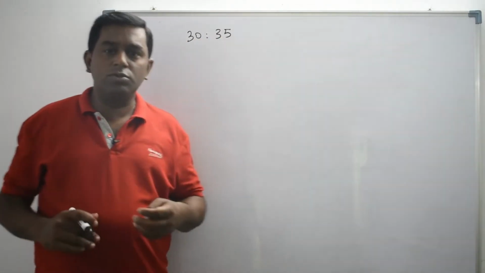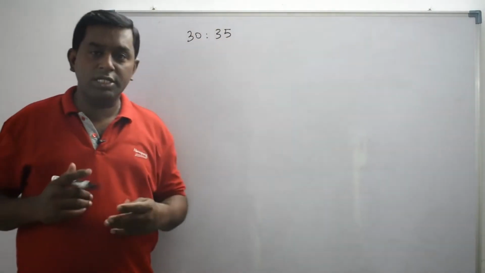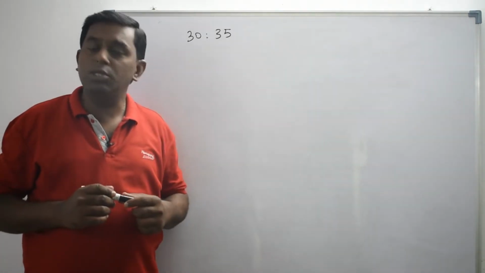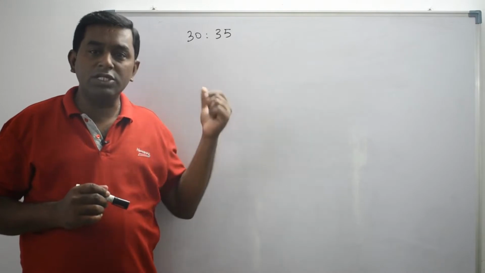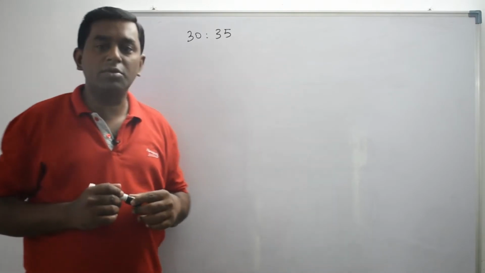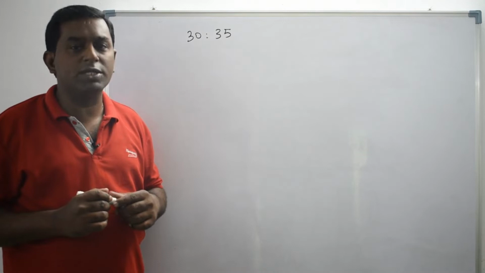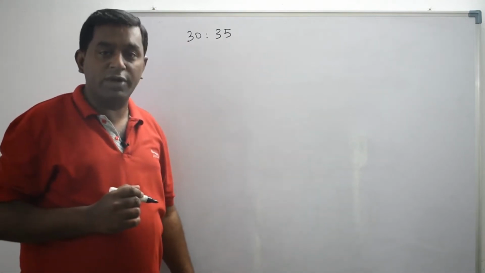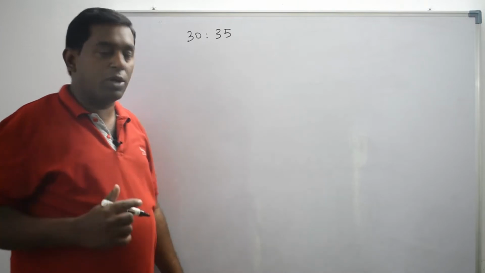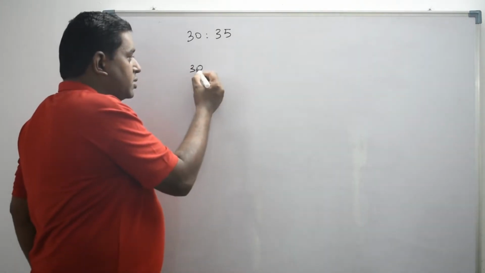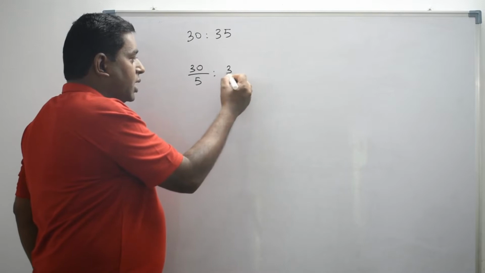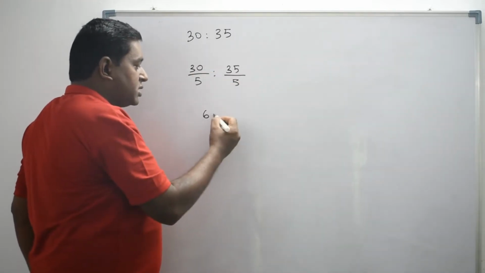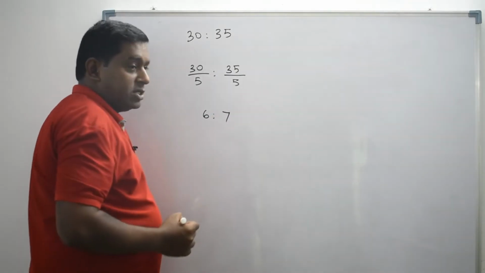In this ratio, the first term is 30 and the second term is 35. But is this ratio in its simplest form? No, because when you look at the first term and second term, there is a common divisor 5 for both the first term and second term. So we have to divide both the terms by the common divisor 5 to get its simplest form. So I am going to divide 30 by 5 and 35 also by 5. When I do so, I get 6 here and I get 7 here.